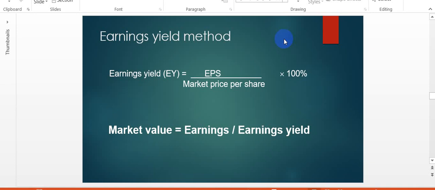So we continue with the earnings yield, which is given as earnings yield equals EPS, or earnings per share, divided by market price per share. Since we want the market price per share, we'll have to make the market price per share the subject of the formula. When we do that, the formula changes to market value equals earnings divided by earnings yield.